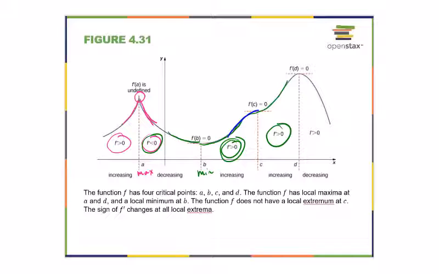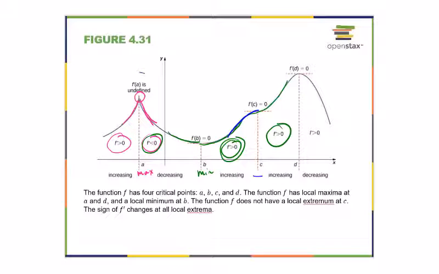I'll just put, let's see, what should I put there? We'll just put a dash. All right. So then once again, back to here, we see this is a place where the derivative equals zero.